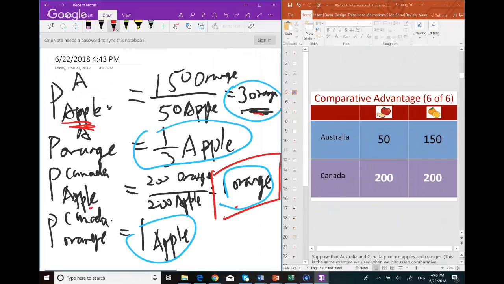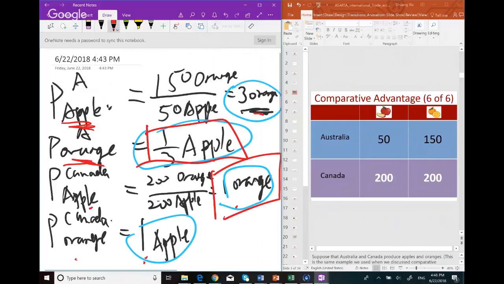And then remember, it's always one country, one comparative advantage. So if Canada is good in apples, that means automatically Australia must be good in oranges. And that's the case because if you look over here, in Australia, for orange, it costs you 1/3 apple. In Canada, for orange, it costs you 1 apple. This is lower. That's what you call it.